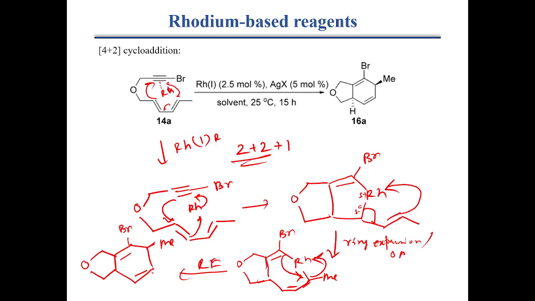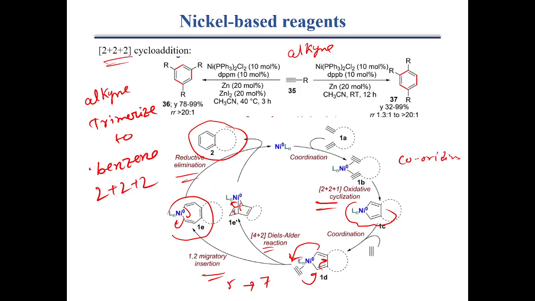Next I have discussed the rhodium catalyzed 4 plus 2 cyclized product. In these cases, rhodium reacts with the alkyne first and then undergoes 2 plus 2 plus 1 cycloaddition, followed by 1,2 alkene addition and subsequent rhodium reductive elimination, giving the 4 plus 2 annulated product.